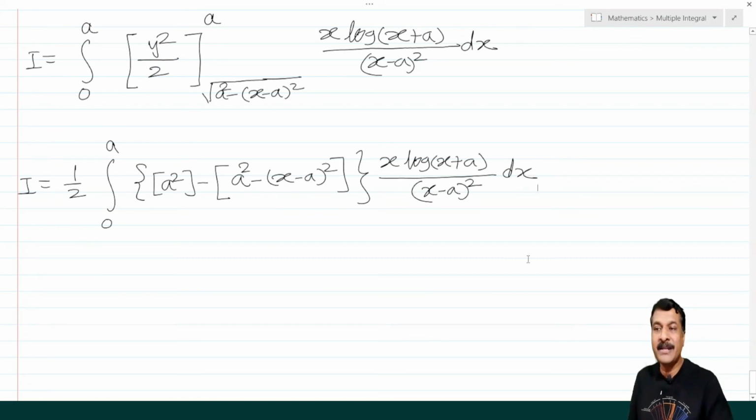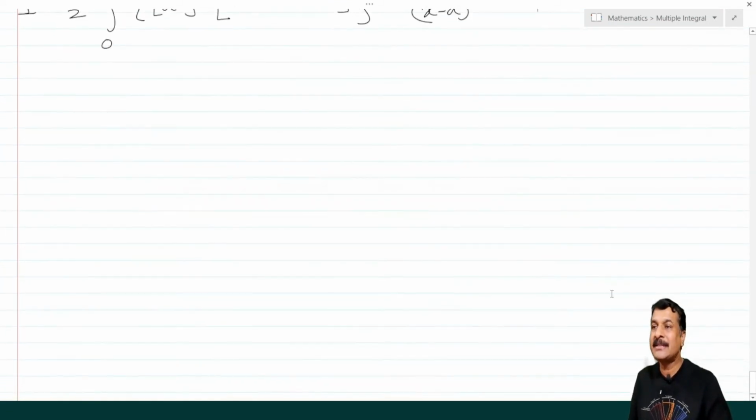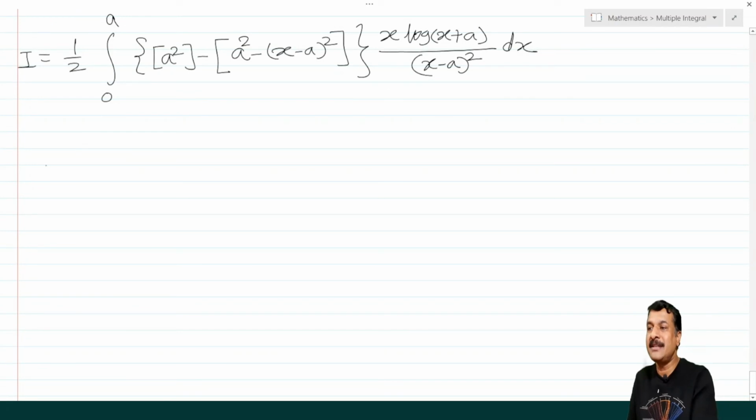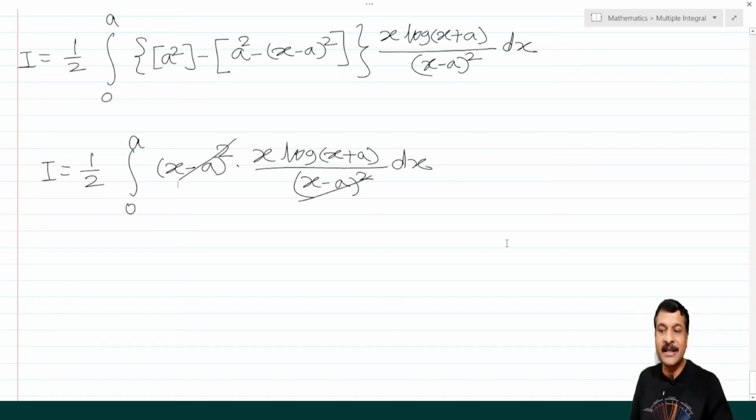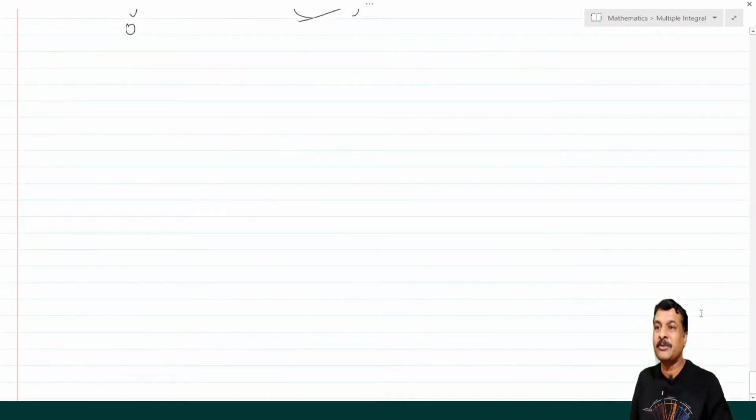So simplify it. So what I am getting, a square minus a square get cancelled, and minus minus plus, so I am getting 1 by 2 outside, 0 to a, and here x minus a whole square remaining as it is, so x log of x plus a upon x minus a whole square dx. So note that this get cancelled. So it is simply single integration with respect to x.